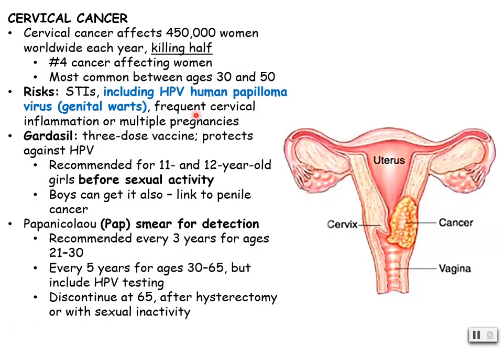All right, so let's talk about cervical cancer. It affects nearly 450,000 women worldwide, killing about half of them. So that's the big thing with cervical cancer. It's quiet. Often women, unless they are being screened through a pap smear, don't know they have it. So half of them die. It's the number four cancer affecting women, most common between the ages of 30 and 50.